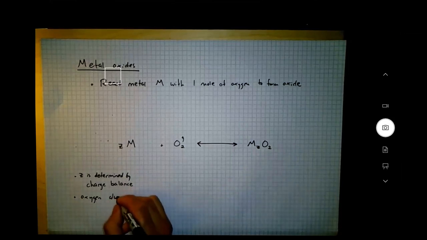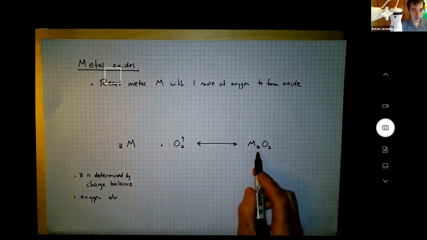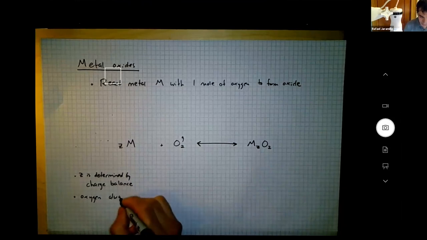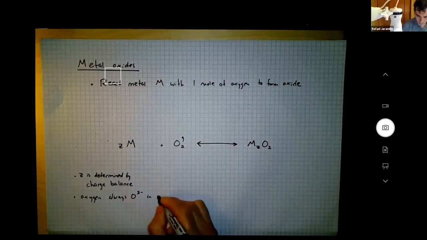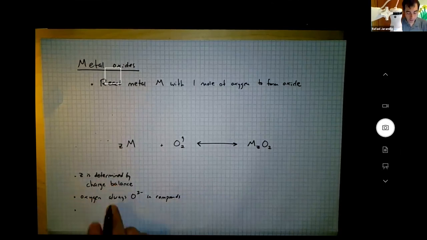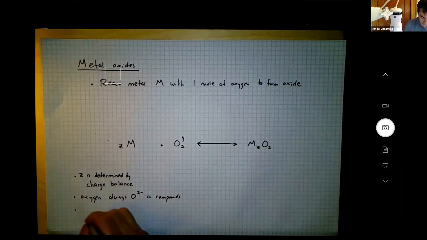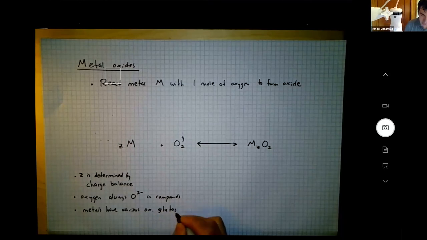Magnesium oxide? Yeah, magnesium oxide is 1:1, right? So in that case, Z would be 2. All right, good. Oxygen is always O2 minus in compounds. So Z is determined by charge balance. Oxygen is always O2 minus, and metals have various oxidation states. That's what that's supposed to mean. Some metals have more than one oxidation state, right? So that's Z.